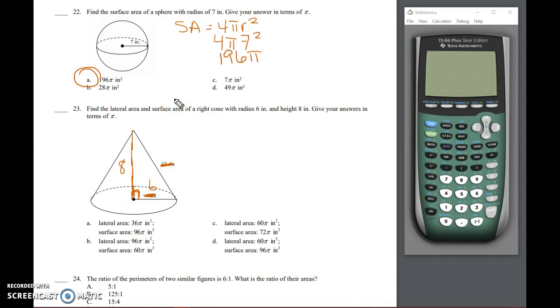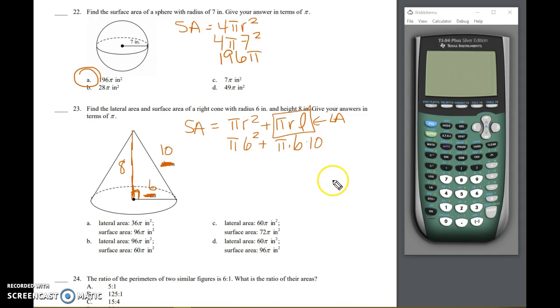And now I need to find my surface area and lateral area, and that's going to be pi r squared plus pi r L. And again, just like before, this piece is going to be our lateral area piece. So my radius is 6, so 6 goes in there, plus pi times 6. Oh, I need my slant height. That's what was here. Luckily, it's a Pythagorean triple again, so I know that this is 6, 8, 10. So my slant height is 10.